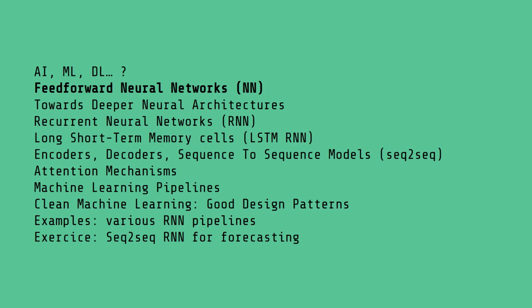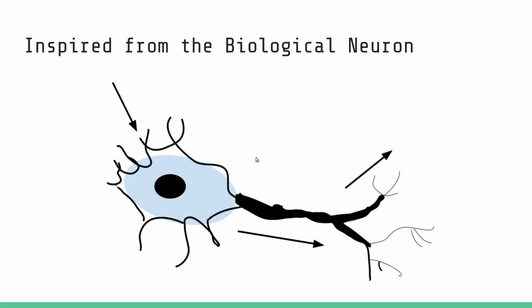Let's now understand how artificial neural networks work. They are also called feedforward neural networks in their vanilla form. That is a form that isn't modified, such as what we will learn below. First, the artificial neuron is inspired from the biological neuron.